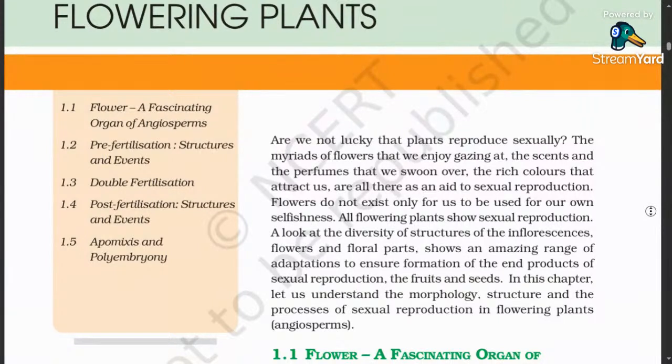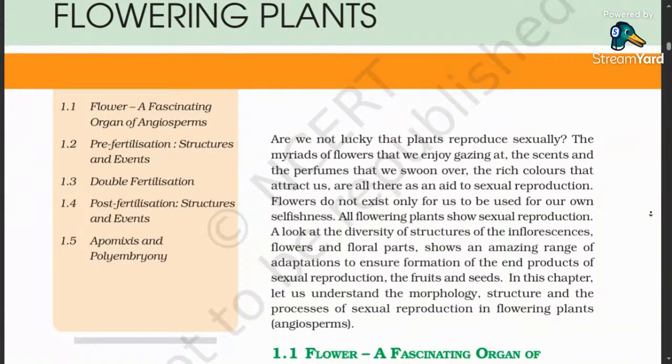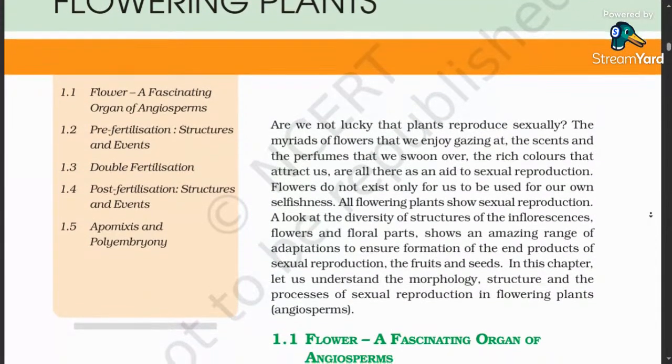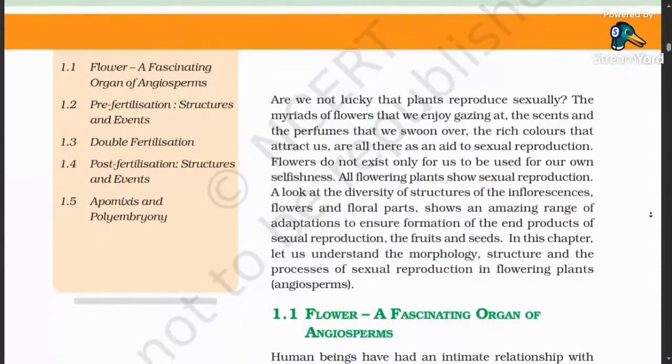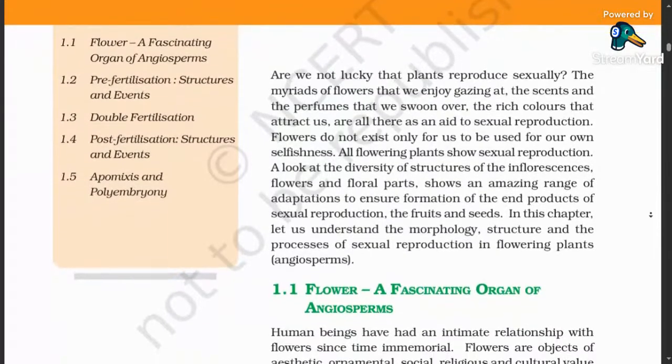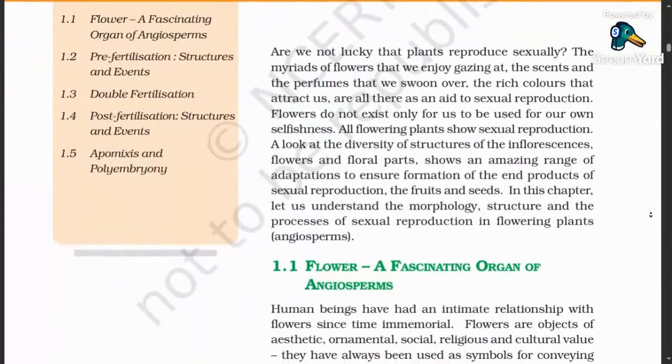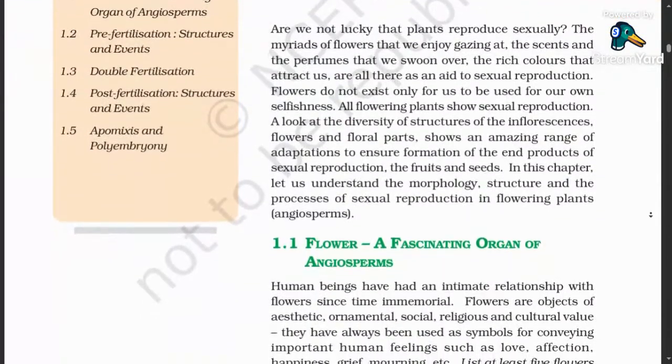All flowering plants show sexual reproduction. A look at the diversity of the structures of the inflorescence, flowers, and floral parts shows us an amazing range of adaptations to ensure formation of the end products of sexual reproduction, the fruits and seeds. In this chapter, let us understand the morphology, structure, and the processes of sexual reproduction in flowering plants.